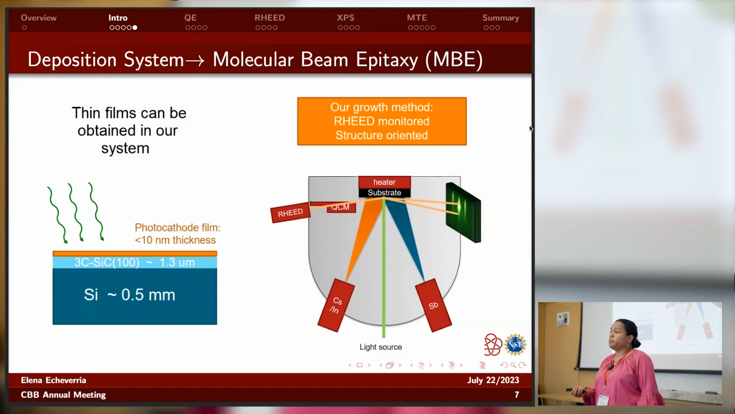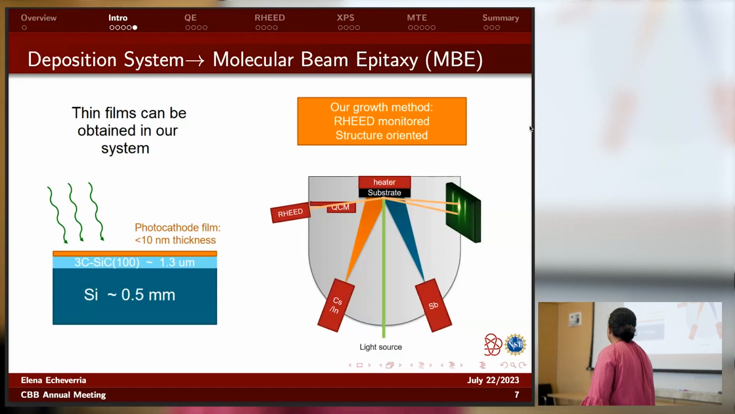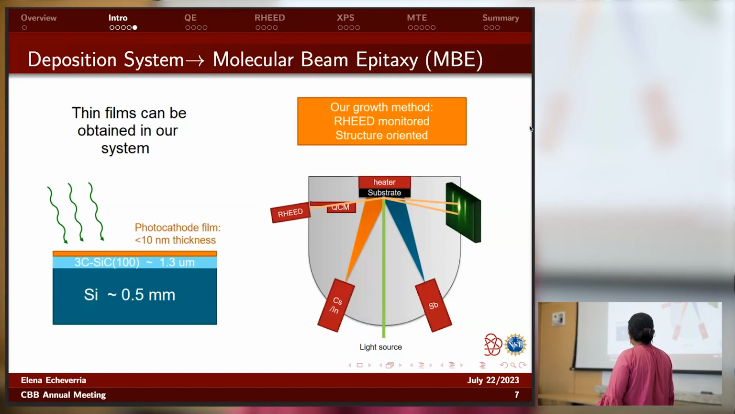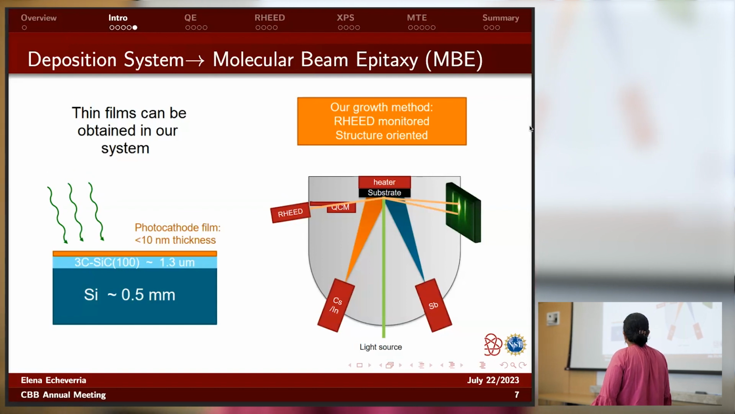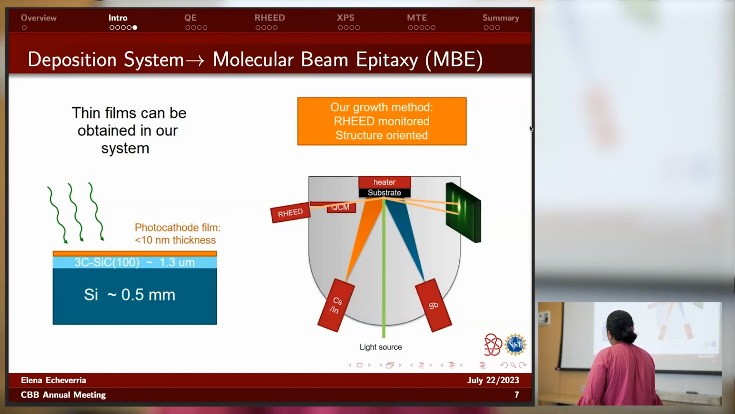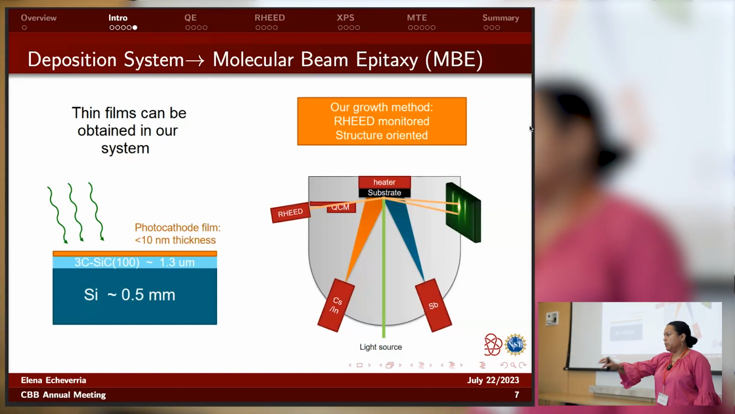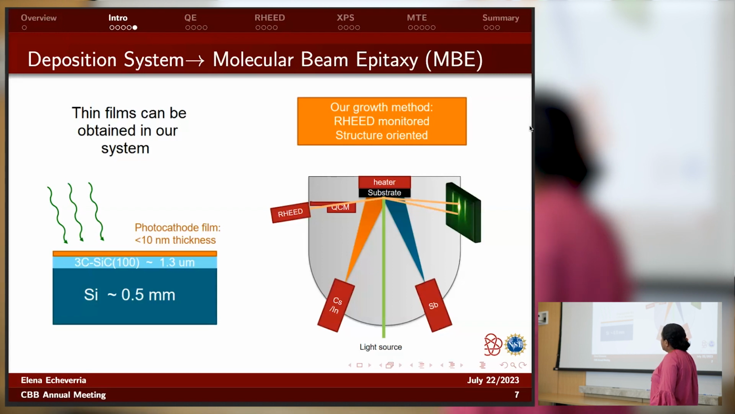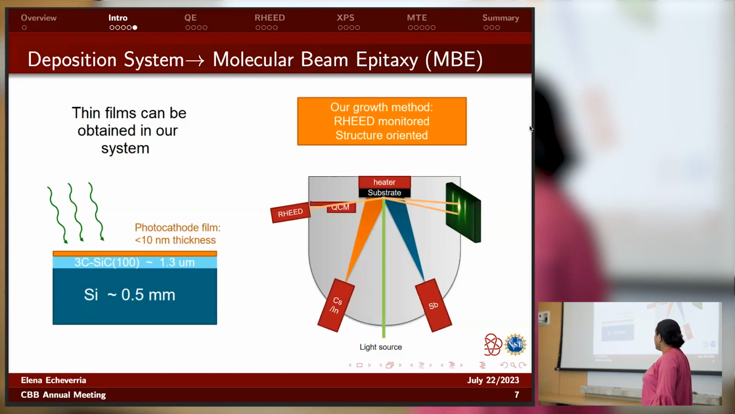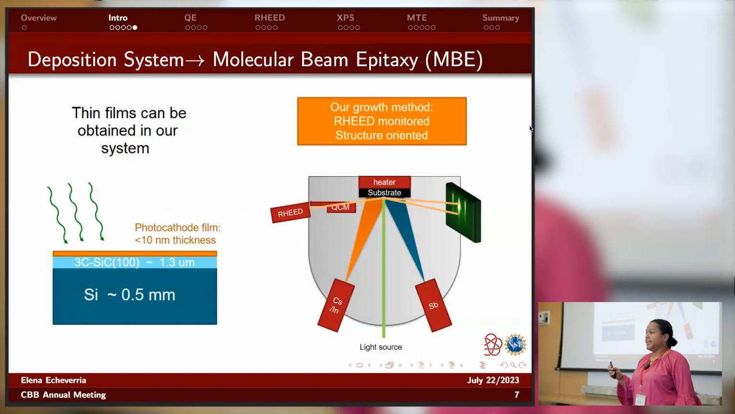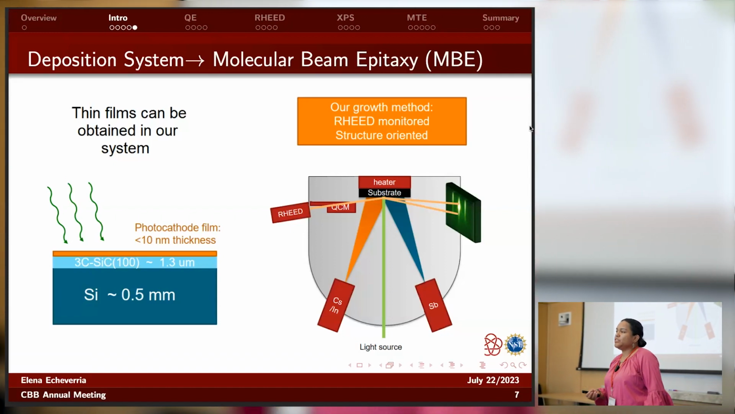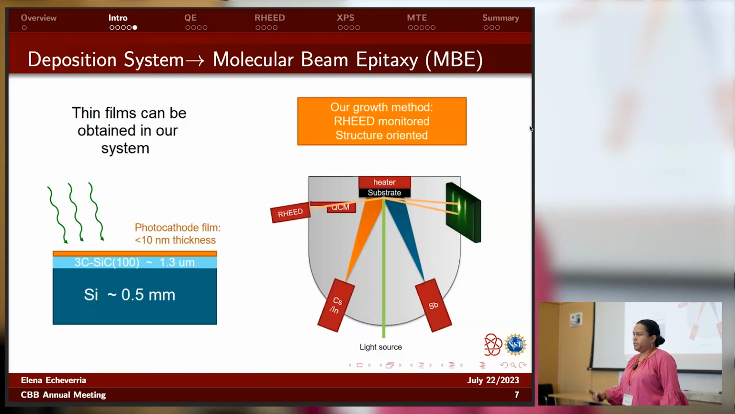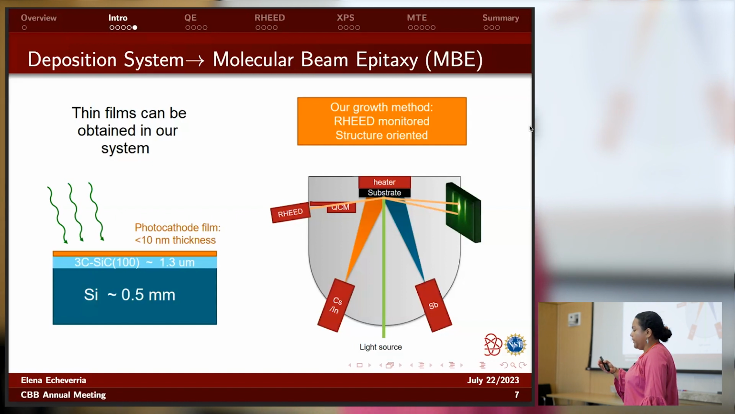We can change the temperature of the substrate to achieve high quantum efficiencies. And also, we can measure the quantum efficiency in situ, and we can have RHEED to look at the crystallinity structure of the sample. I will be talking more about those techniques later. Now, the samples that we will be growing are thin films. The thickness is about 10 nanometers. And this technique allows us to grow these thin films and also to have better control of the samples. Okay? So this is basically the main point of this.